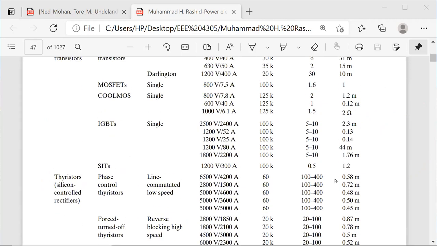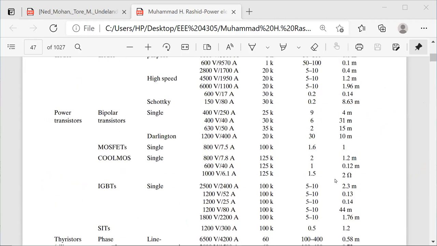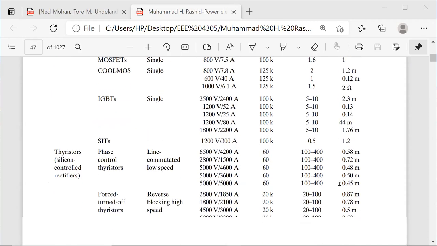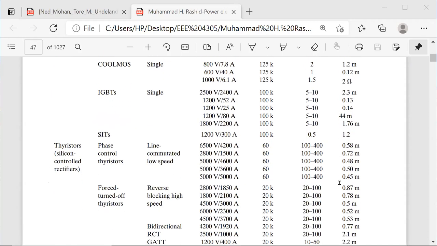So now there are some other devices, I should mention, like MOSFETs, like CoolMOS. There is a newer device known as CoolMOS. This is the insulated gate bipolar transistor, something like that. And there is this, static induction transistors. This one.